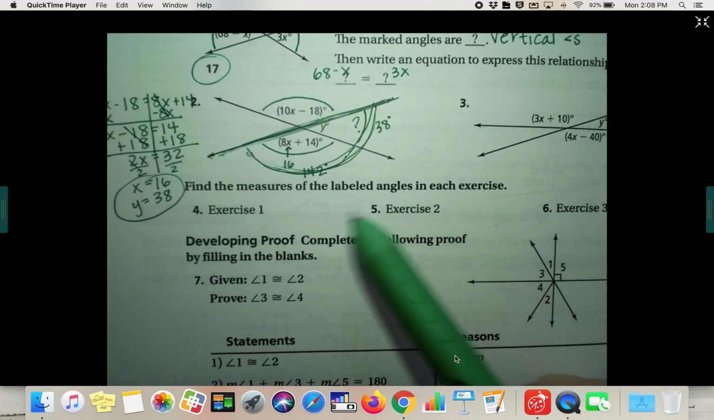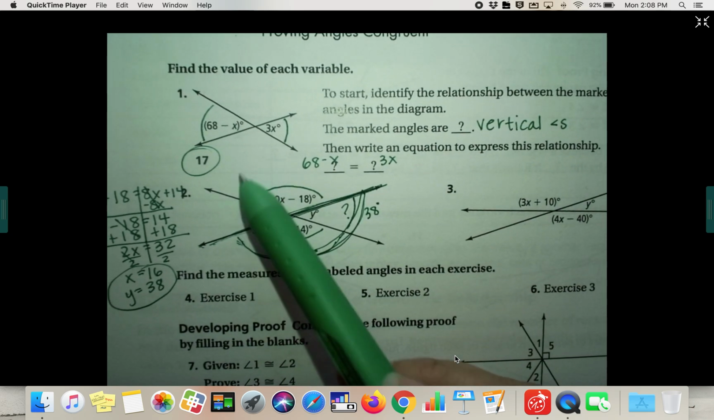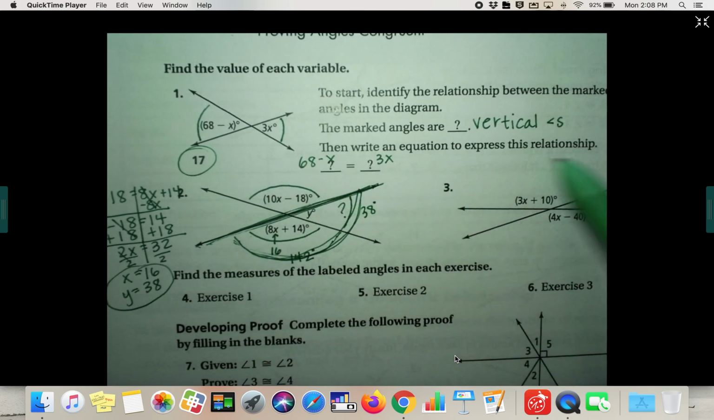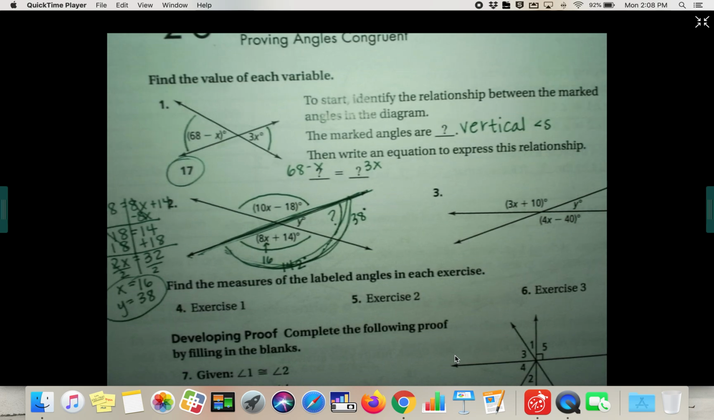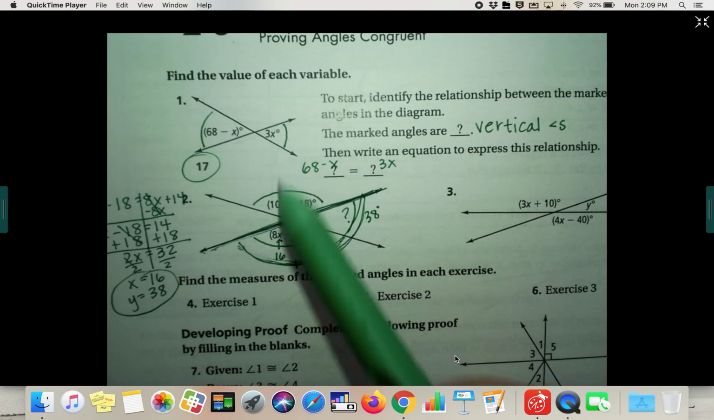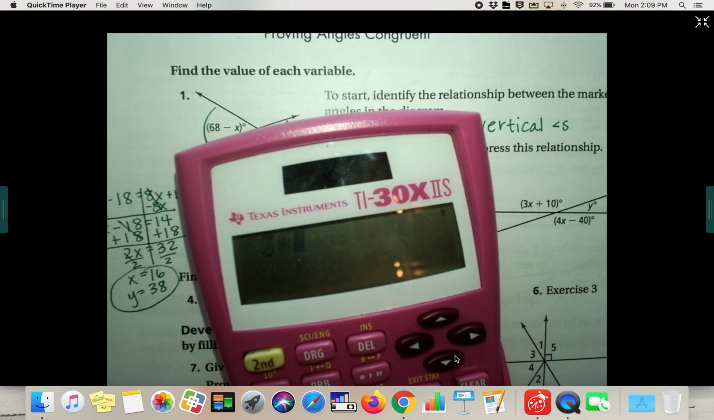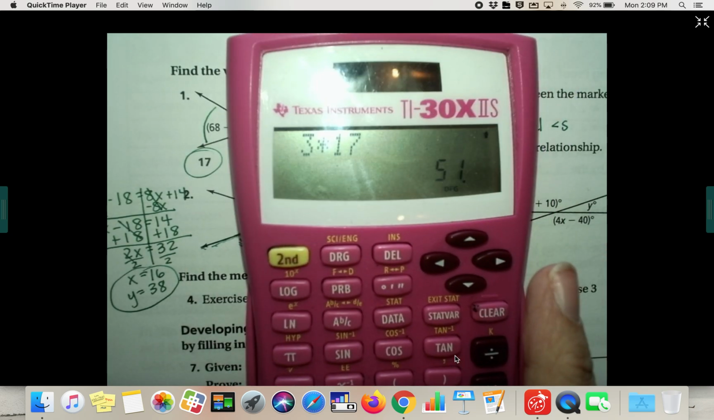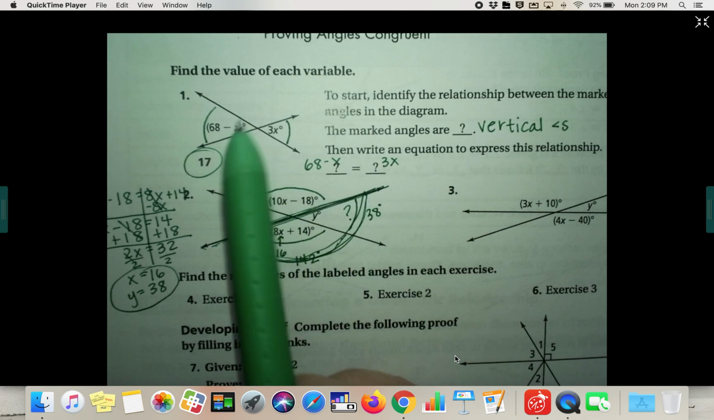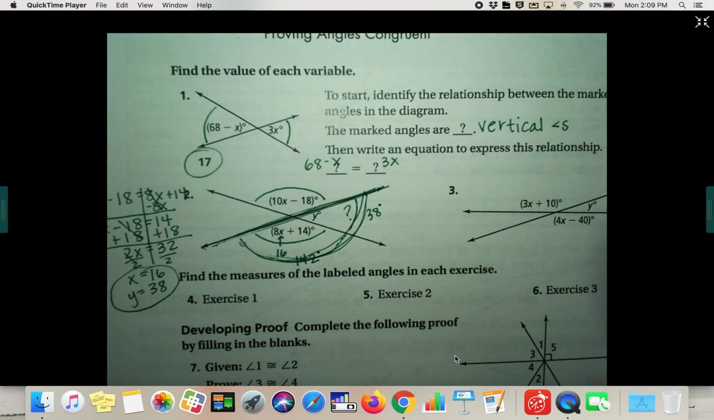Find the measures of the labeled angles in each exercise. Didn't we already find them? Exercise 1. Oh, we only found what x was. It was 17. We didn't find the labeled angle. So 3 times 17 is what they're asking here. This is just more of the same stuff. It's practice with algebra and practice knowing that vertical angles are congruent. Linear pairs add up to 180. So that's 51. The angle measures 51 degrees up here. Both of these would, since they're vertical.